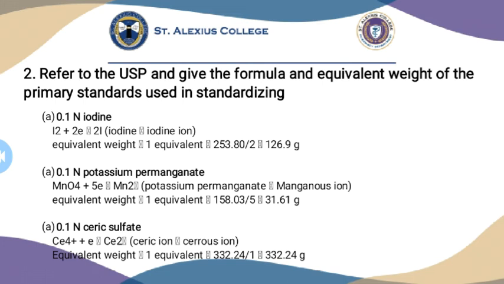And lastly, letter C, which is the 0.1 N ceric sulfate, Ce4+ + e- → Ce3+, ceric ion reacted to cerous ion. The equivalent weight is 1 equivalent equals 332.24, which is the molecular weight of ceric sulfate, divided by 1, which is the factor of cerous ion, equals 332.24 grams.